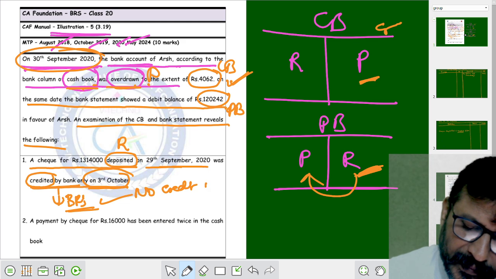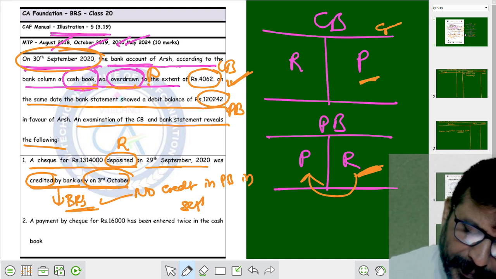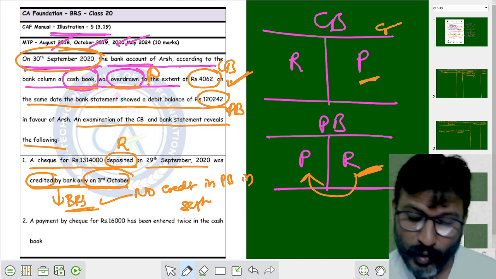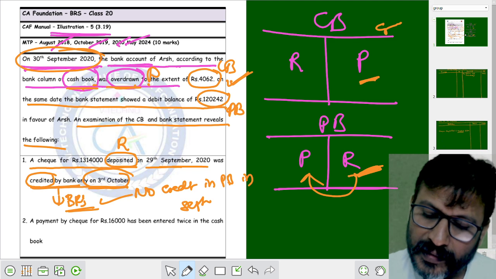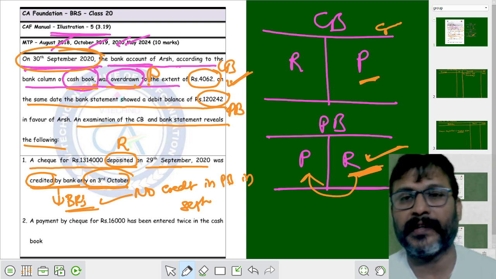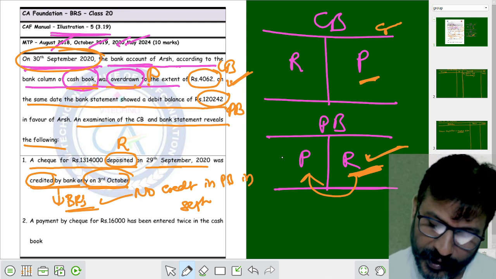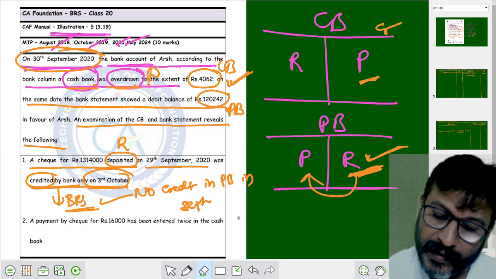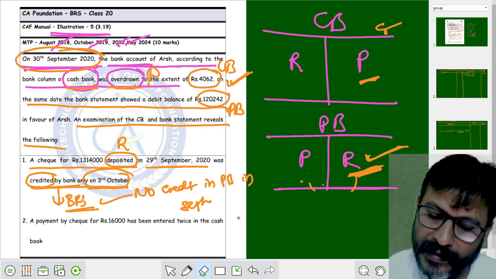No credit in passbook in September. No credit in passbook means what? No credit in passbook, where we have to take? We have to take it on the credit side. Okay, did you understand what I told? Actually, this was not to be taken on the debit side.